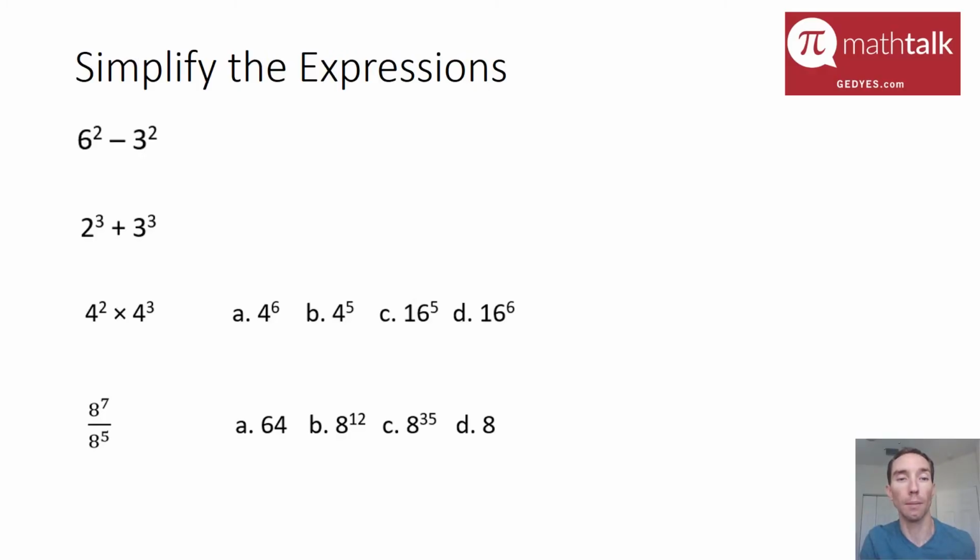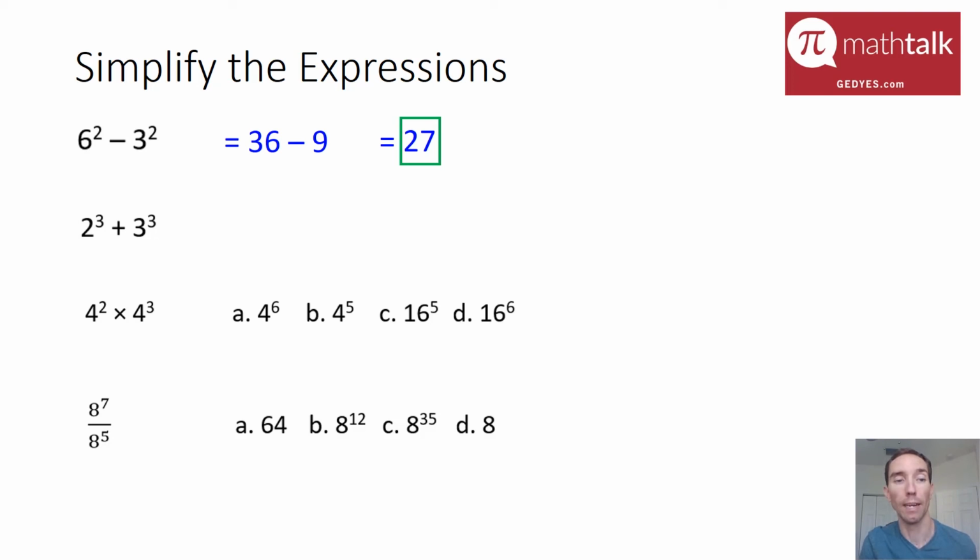Here we have some examples of some expressions that you're asked to simplify. This is pretty common on the non-calculator section. It's important that you know your rules for multiplying and dividing numbers with different exponents, and also knowing your squares and your cubes. And so the first one asks, what is 6 squared minus 3 squared? And so 6 squared is 36, 3 squared is 9, and 36 minus 9 is 27.